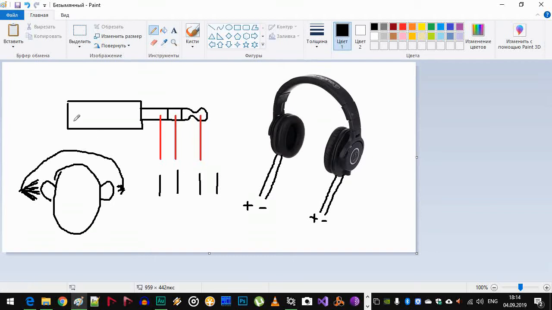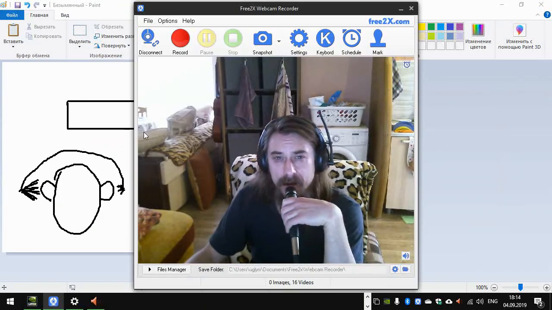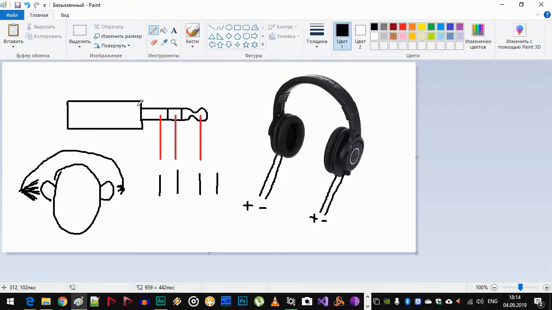So that's why stereo is not a sound. This connector has another usage. It is used in video technology. So not only the connector is the problem, but the technology which is behind it.